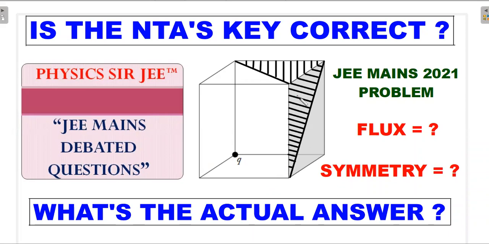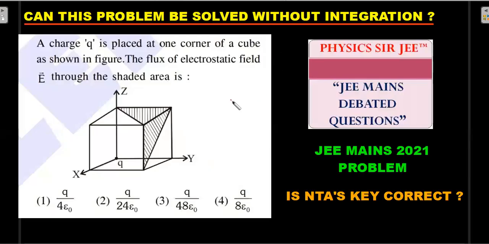Okay, so we'll try to see the problem here for those who have not checked the community post. We will investigate whether this problem can be solved without integration, that is, obviously, whether there is a symmetry associated with this, and try to achieve one of the four options in the exam conditions. And then finally check whether the NTA key is correct or not.